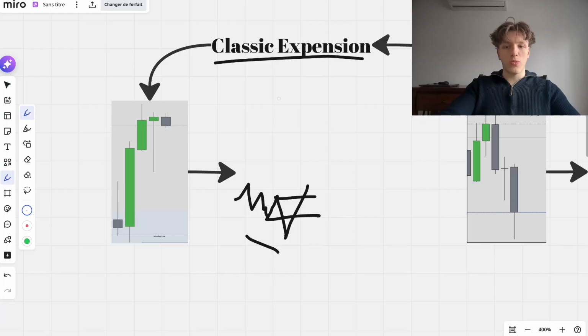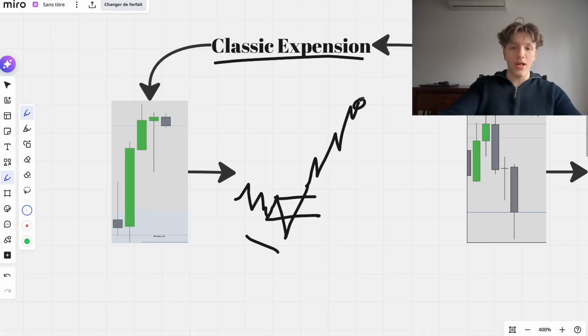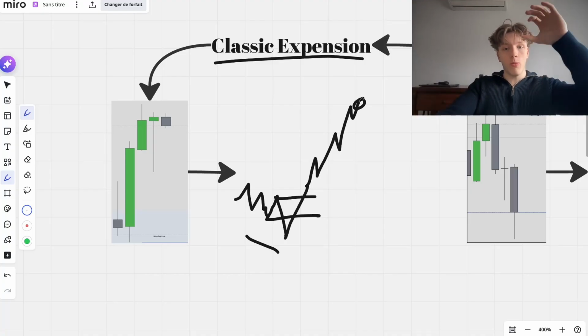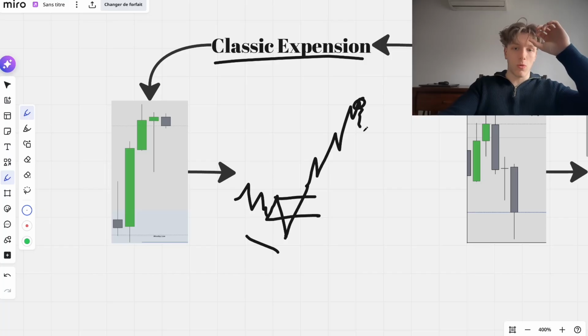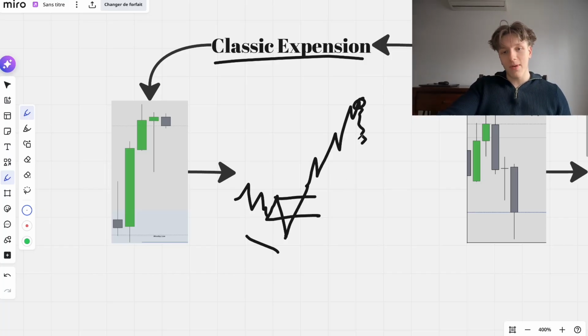And then what we want to see is a continuation higher the next day and the next day and the next day until Friday open. And Friday mainly will form the premium wick of the weekly candle. So we will rebalance lower. Most of the time, it will be the 0.5 of the weekly candle.